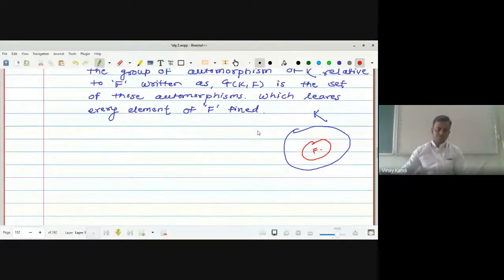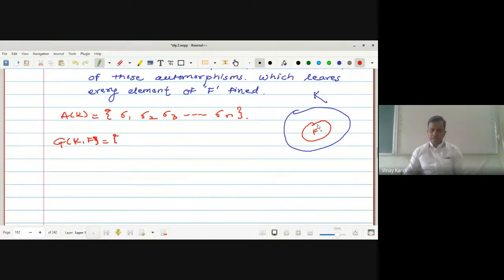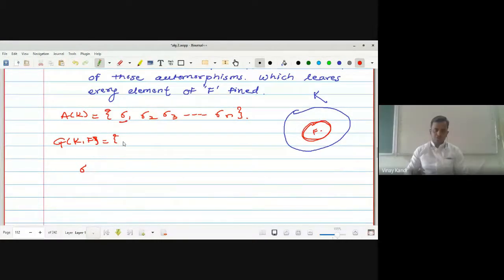Okay, suppose this is the set of all automorphisms, in which there are some elements sigma 1, sigma 2, sigma 3 up to so on sigma n. Okay, what is the GKF? GKF is the set of those automorphisms which leaves element of F fixed. Okay, याच्यातला समजा हा A belongs to F. It belongs to sigma belongs to A of K.